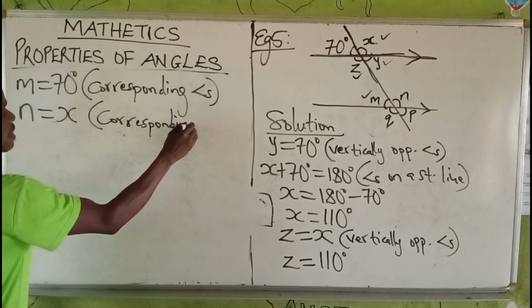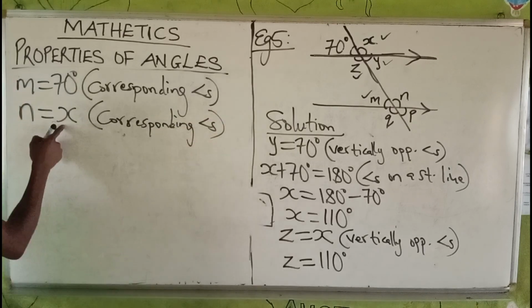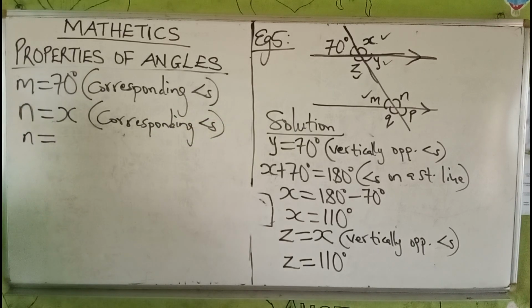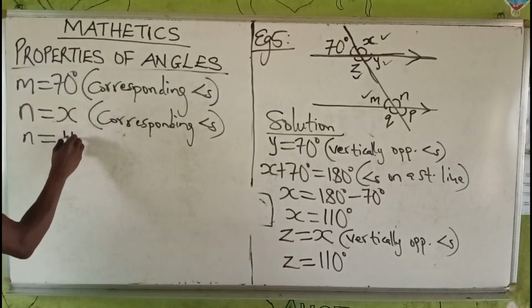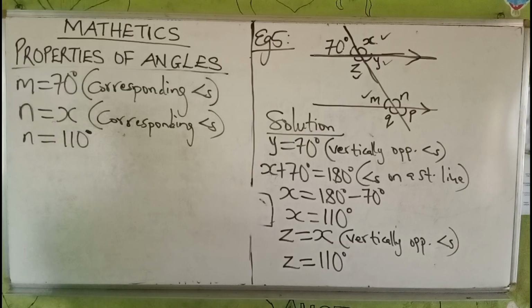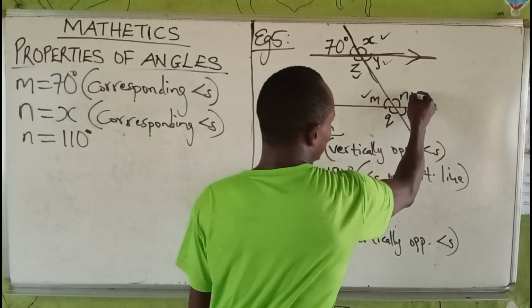And since corresponding angles are equal, it means that our N is equal to S. We found S to be 110, so angle N is also 110 degrees. So we are done with angle N.